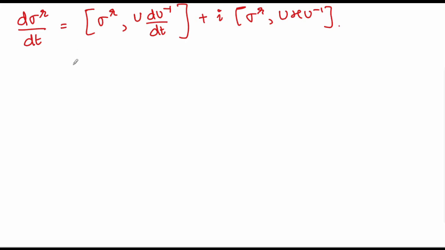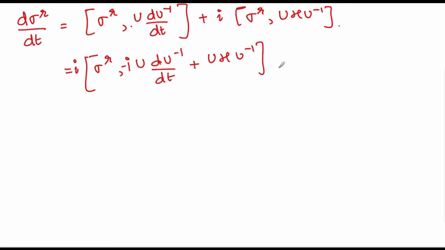So now what we can end up doing here, we can rewrite this as i can be taken out as sigma r comma u du inverse over dt. Since i was not present here, need to put a minus i, since minus i squared will be equal to plus 1, and then sigma r has come out here, so here i would be present, so you're going to have u. Let me rewrite it so that you are able to appreciate what we have gotten finally.